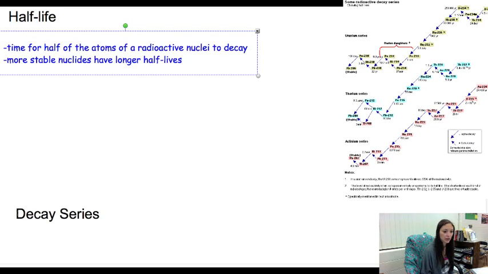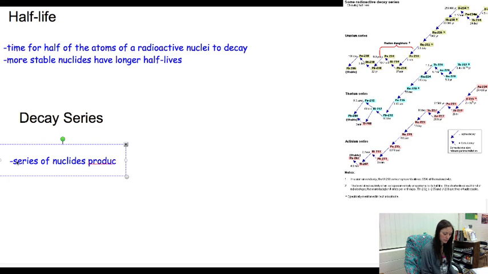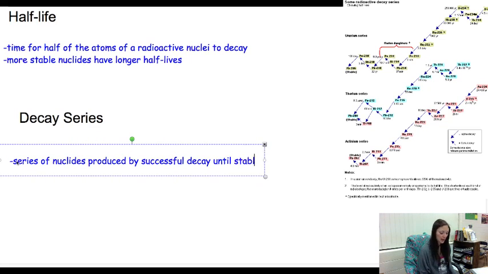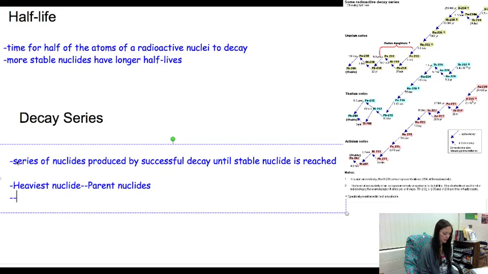When we talk about decay series, these are a series of nuclides produced by successive decay until a stable nuclide is reached. And a couple of terms here: the heaviest nuclides are called parent nuclides, and the ones that are produced by decay are called daughter nuclides.